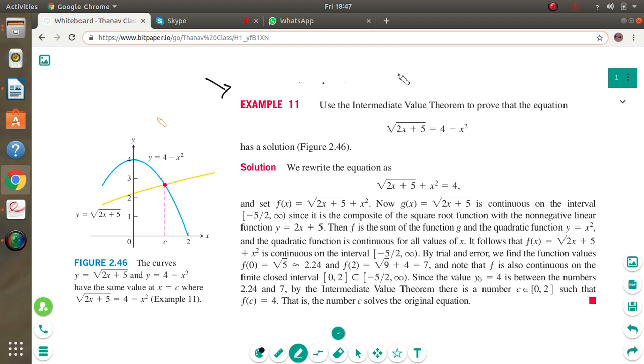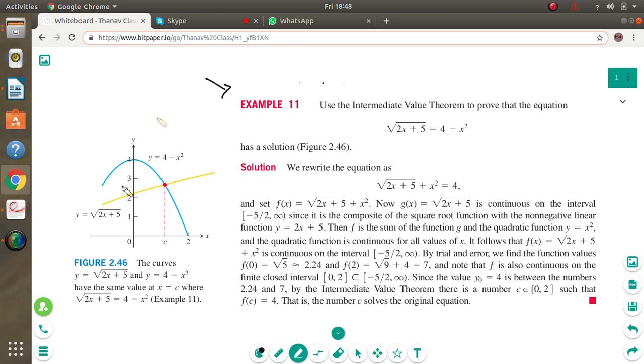Please go ahead. Use the intermediate value theorem to prove that the equation square root of 2x plus 5 equals 4 minus x squared has a solution. So we now rewrite the equation as square root of 2x plus 5 plus x squared equals 4. And set f(x) equal to square root of 2x plus 5, here we have the yellow one, plus we have x squared here.